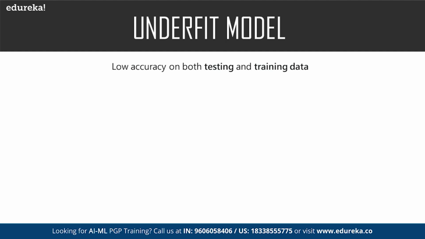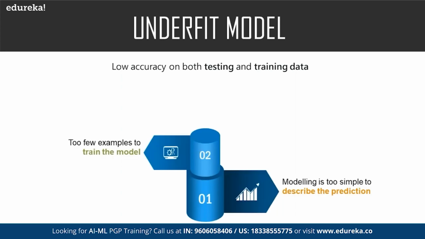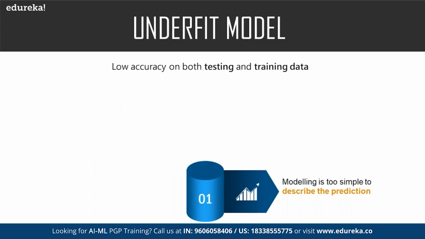And coming to the underfit model, let's see. Why do we get such an underfit model? When we look at underfit or overfit, it's again the bias and variance trade-off. What happens is the model becomes too simple to describe the predictions. Of course, underfitting models provide us such low accuracy, because what we do is evaluate on both testing and training data. No, we should not do that actually.